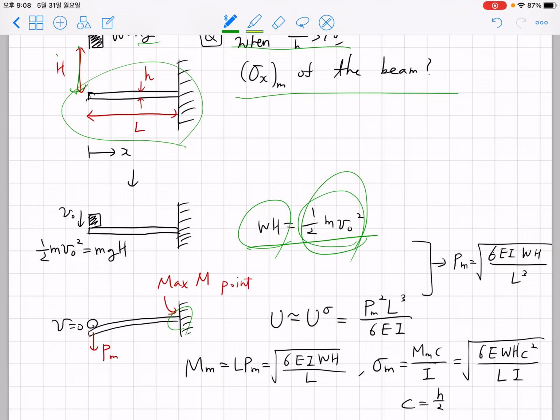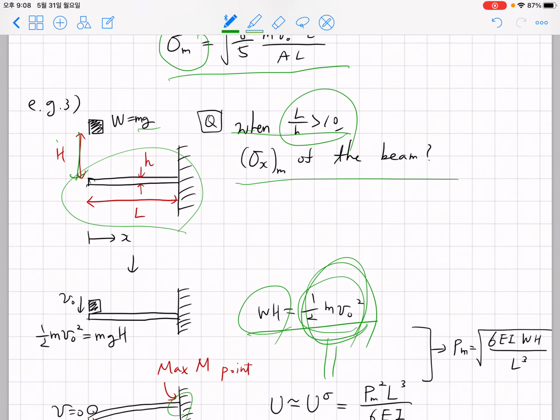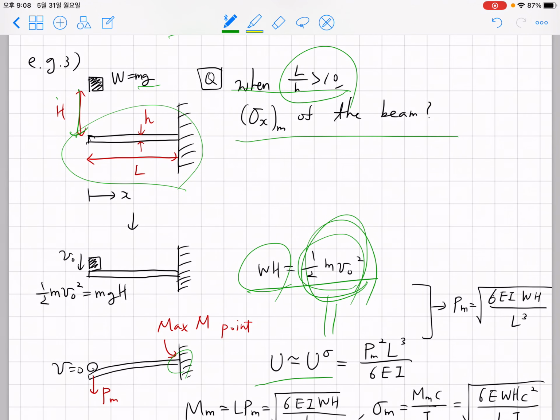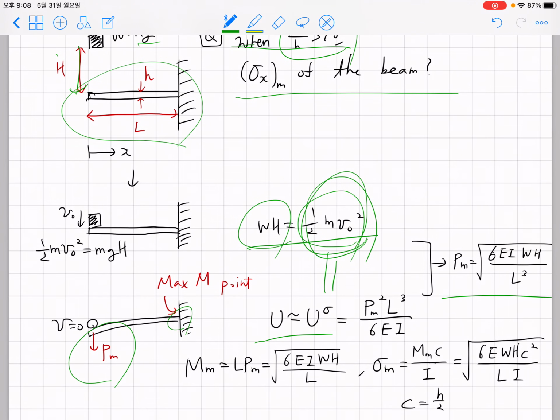normal stress occurs. So if you equate that half mv0 square with the strain energy, because this problem said that L over h is larger than 10, you can approximate that U is equal to U sigma, which is P square L cube over 6EI. Then what you can realize is the maximum force P occurs in terms of 6EI Wh over L cube. Okay, now here what you can realize is that the maximum moment can be written as L times P. So this is where the maximum moment occurs. This is where we have m equals 0 and m changes linearly over the beam.